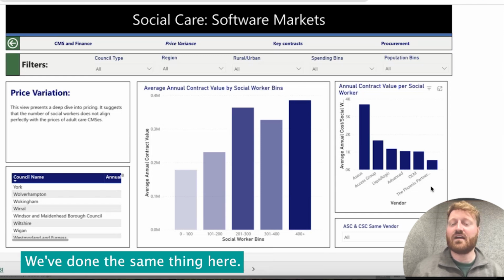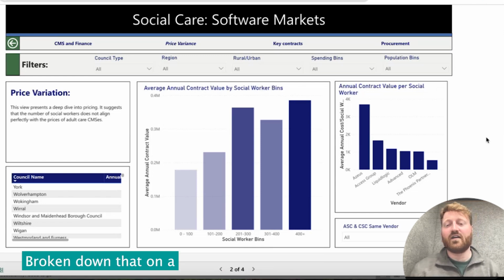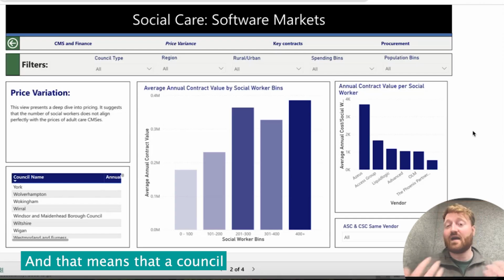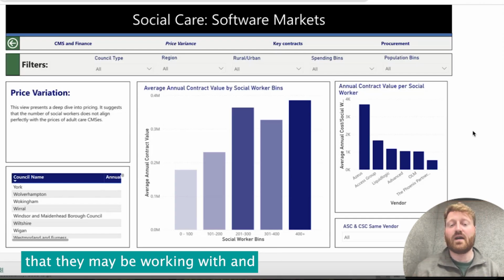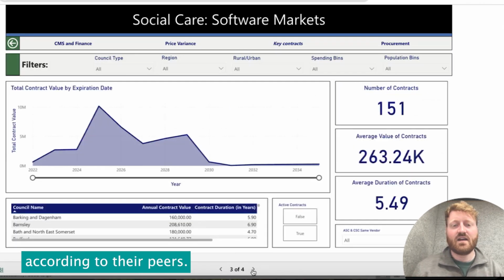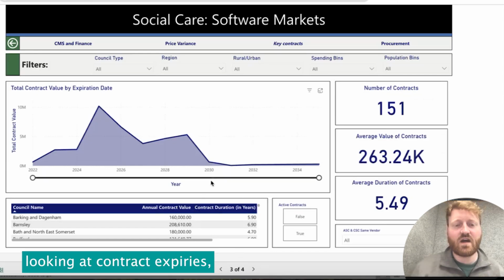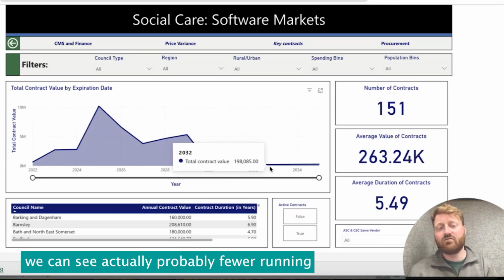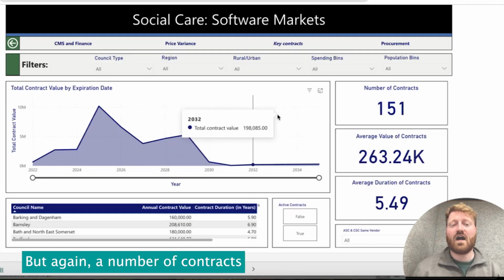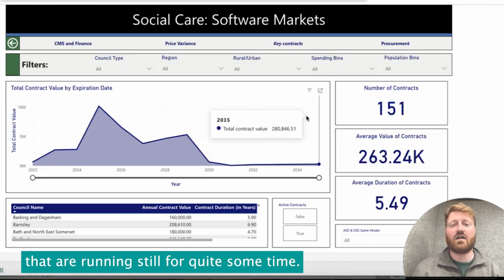We've done the same thing here, broken down on a supplier by supplier basis. And that means that a council is able to look at any given supplier that they may be working with and understand a bit better where their price might be benchmarked according to their peers. Again, looking at contract expiries, we can see probably fewer running really into the long term, into 23, 24. But again, a number of contracts that are still running for quite some time.